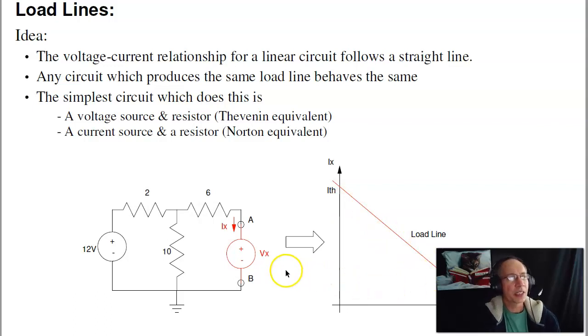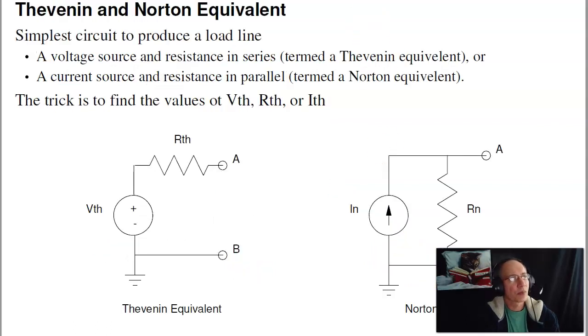Another way to think of that is if I have a resistor right here. If the resistance is infinity, I'm right here, there's no current flow, I have a maximum voltage. If the resistor is 0, I have 0 voltage and maximum current. As I change the resistance between A and B, I move along the load line. Now, any circuit that has the same load line behaves the same way. So the idea behind Thevenin and Norton equivalents is what's the simplest circuit that gives me the same load line? And that would be a voltage source and a resistance.